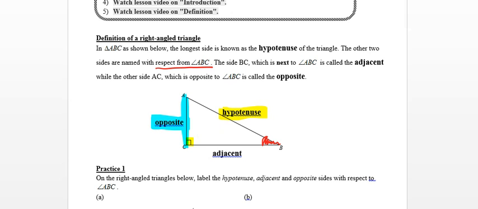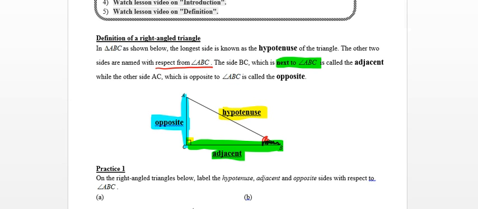Next, I already have my hypotenuse and the opposite. I'm left with the other side, BC, which is the side that is next to angle ABC, and it's called the adjacent, meaning this side is just next to the angle ABC. Now, what does this mean?